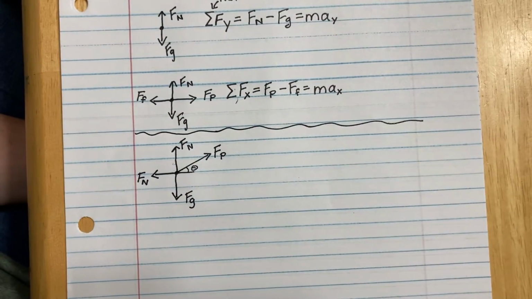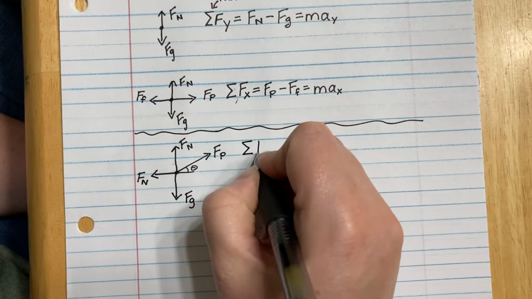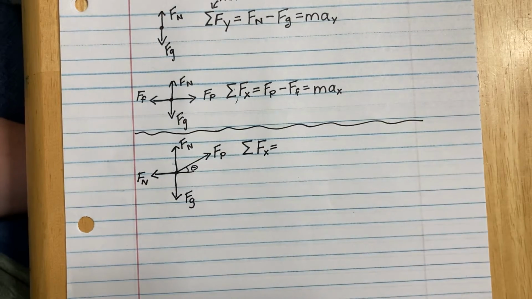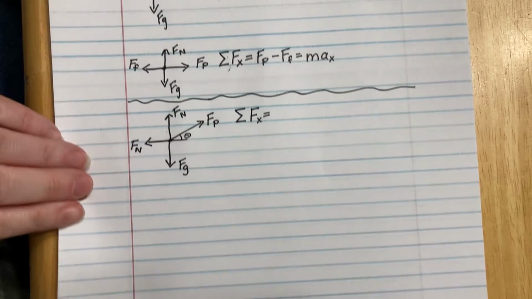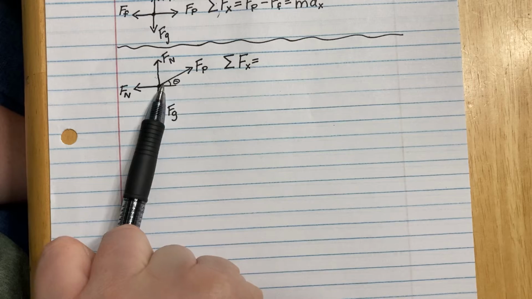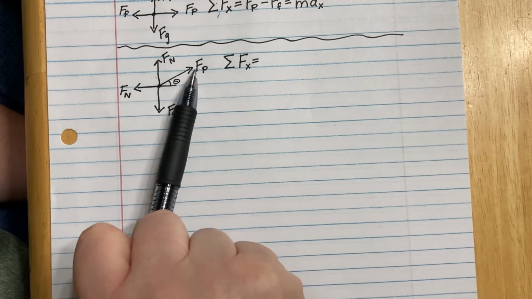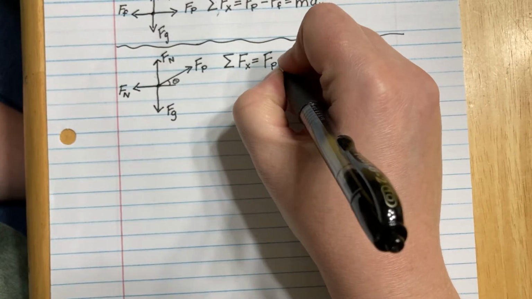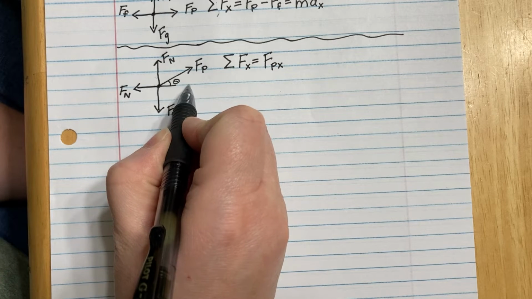Okay, so I can do x or y first, it doesn't matter. I typically start with x, no reason, I just tend to do it for consistency. So we are going to do the x first. When you do this, you need to remember that the FP is not totally in the x direction, only part of it is. And so we're going to write FPX so that we know it's only this component that's pulling in the x direction.